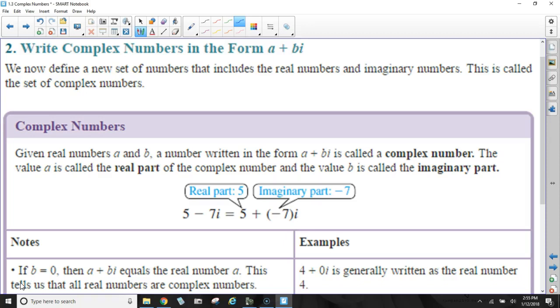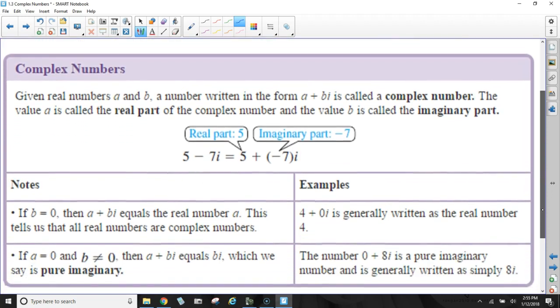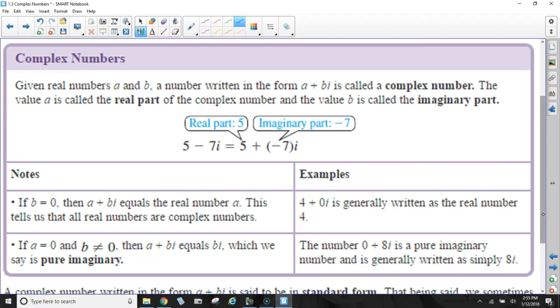Next, we will discuss how to write complex numbers in the form a plus bi. We just finished talking about this term of a complex number, the imaginary part that has the i part. In the purple box, it says, given real numbers a and b, a number written in the form a plus bi is called a complex number. The value a is called the real part, and the value bi is called the imaginary part.